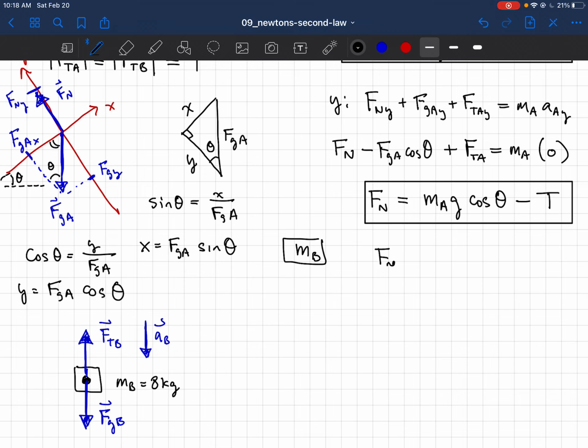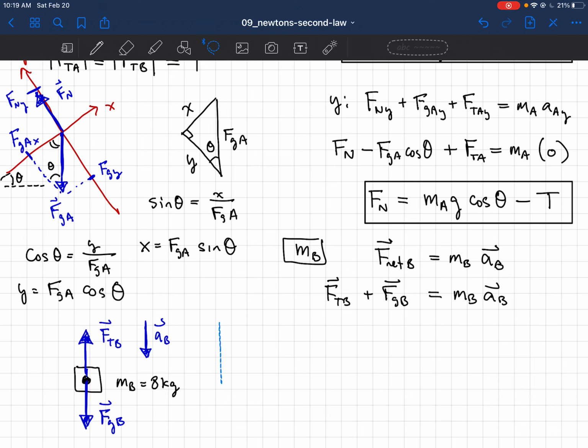We write down Newton's second law. F_net B is equal to m_B a_B vector. We make Newton's second law specific to this problem, to this free body diagram. So that's going to be F_TB vector plus F_GB vector is equal to m_B a_B. We choose a coordinate system. So we can choose any coordinate system we want. I don't have to go back and use the previous coordinate system. So I don't know, let's choose this coordinate system where the y-axis points up now.